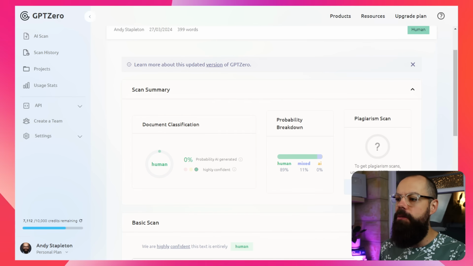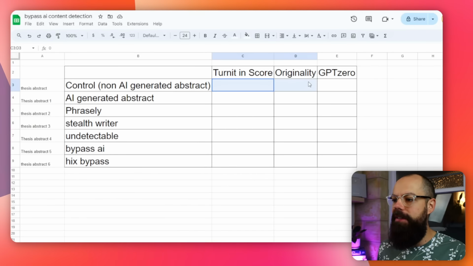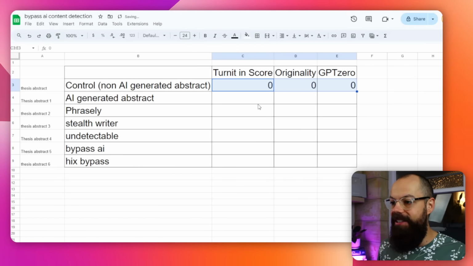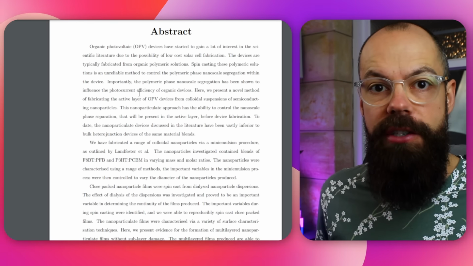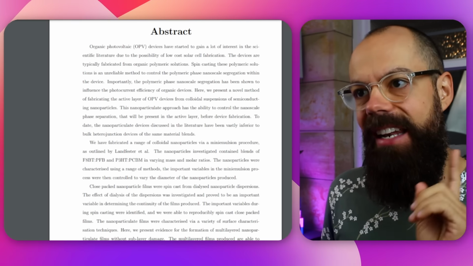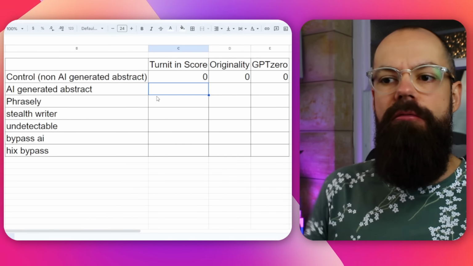All of these results are essentially how likely it is that it's AI content. So the first thing we need to do is make sure that this is 0, which it is. All of them came back and said that this PhD abstract was not AI generated. A great start. Then I took that abstract and I said, hey, rewrite it.